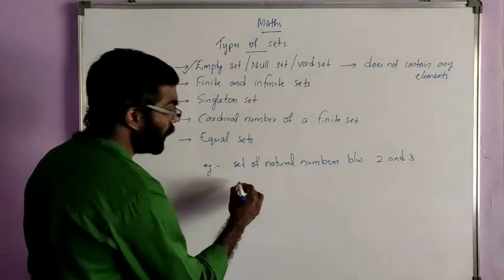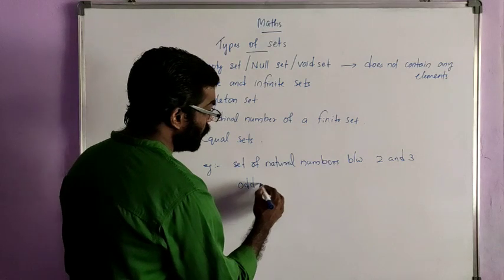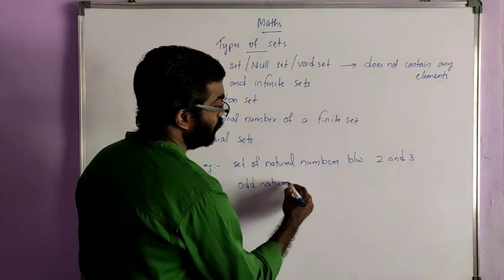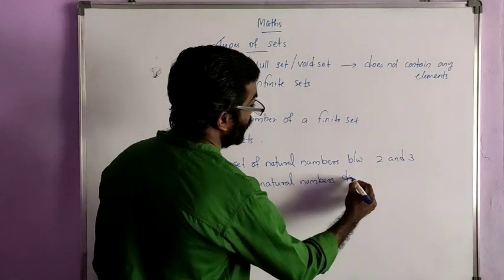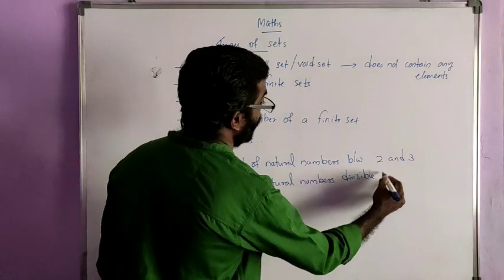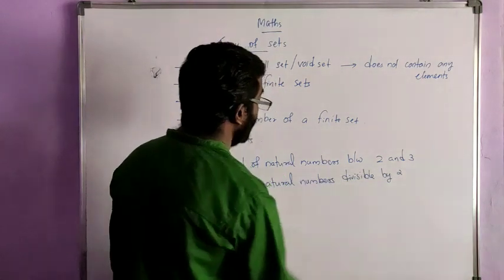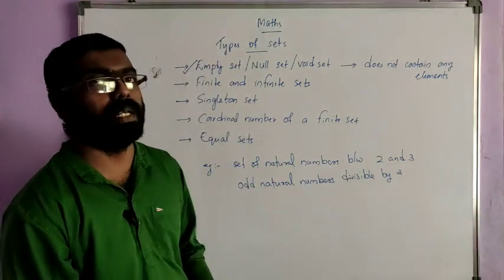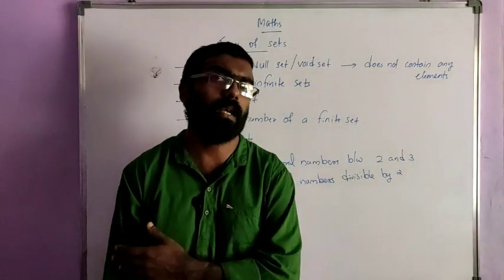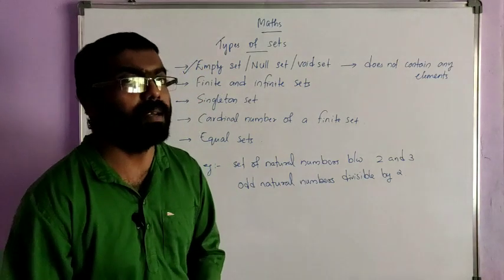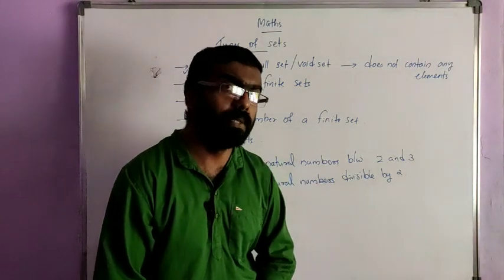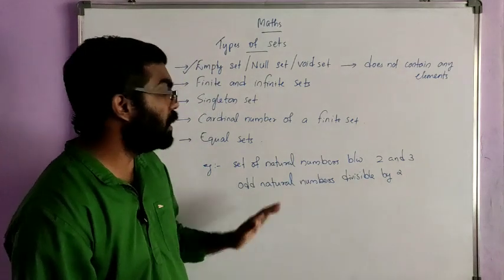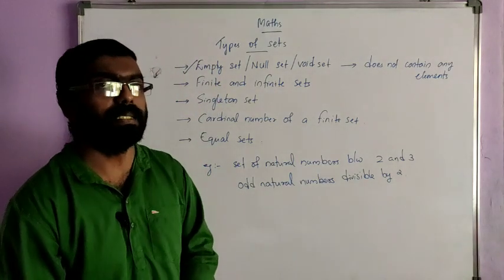And we can say one more example, odd natural numbers divisible by 2. Okay, the numbers divisible by 2 are 2, 4, 6, 8 and so on. These all are even numbers. That means there is no odd natural number which is divisible by 2. So it will be an example of empty set.